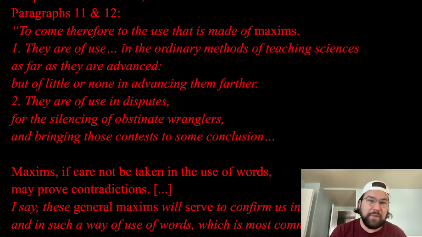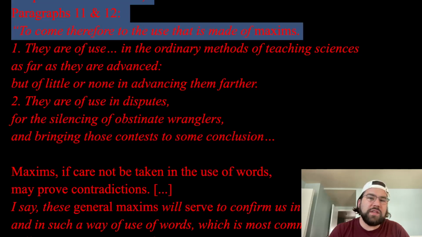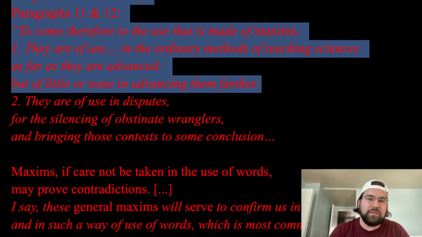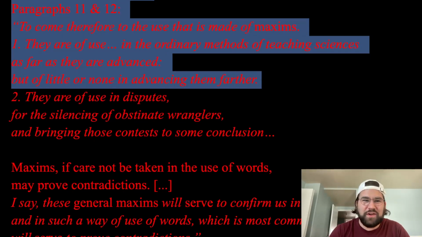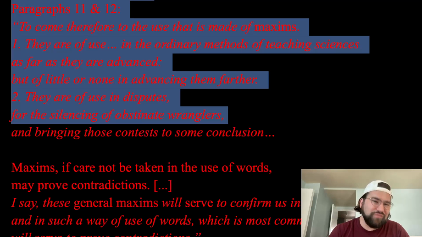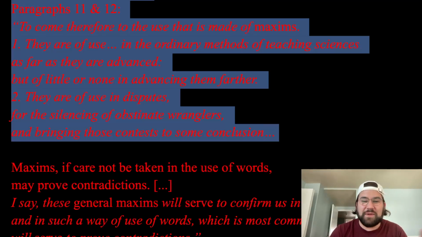And big selection here, paragraphs 11 and 12 from chapter 7, Of Maxims. A little bit of warning Locke has here. He says, to come, therefore, to the use that is made of maxims. One, they are of use in the ordinary methods of teaching sciences as far as they are advanced, but of little or none in advancing them farther. And they are of use in disputes for the silencing of obstinate wranglers and bringing those contests to some conclusion.